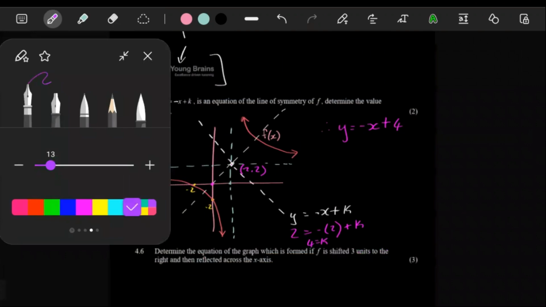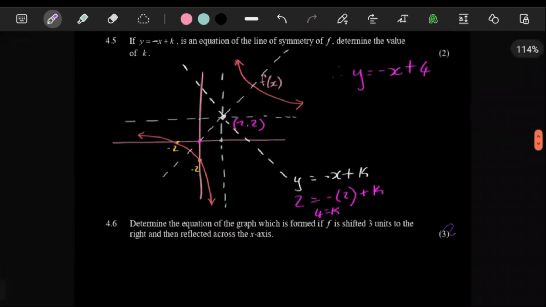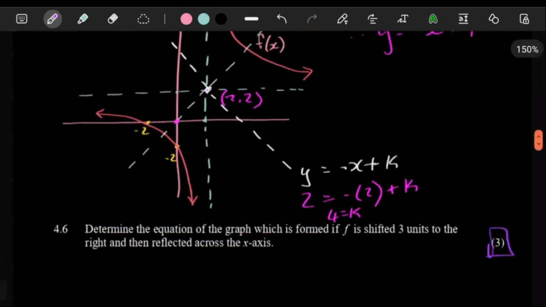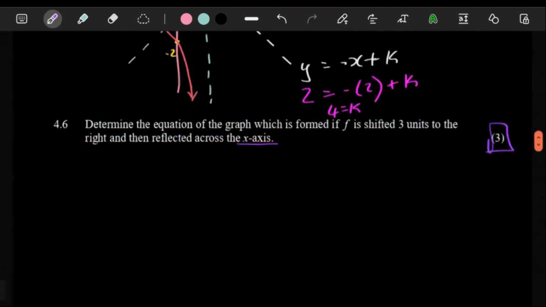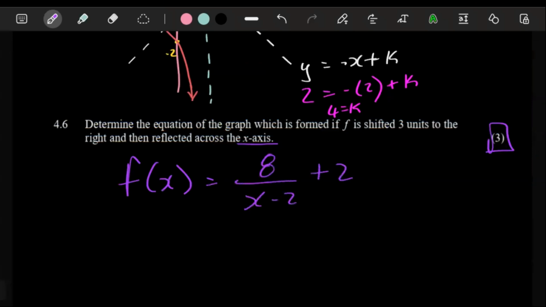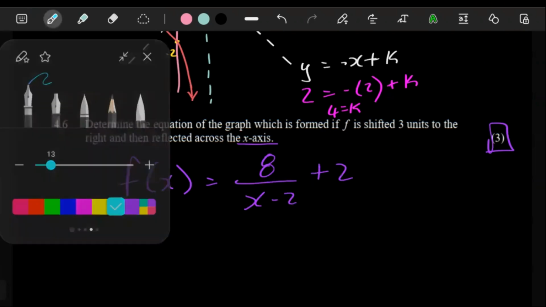So let's see here, for 3 marks. It says determine the equation of the graph which is formed if f is shifted 3 units to the right and then reflected across the x-axis. So this kind of an equation, you can always just get it by firstly writing out what f of x looks like. This is what the equation of f of x looks like. So what we need to do is implement these things one by one.